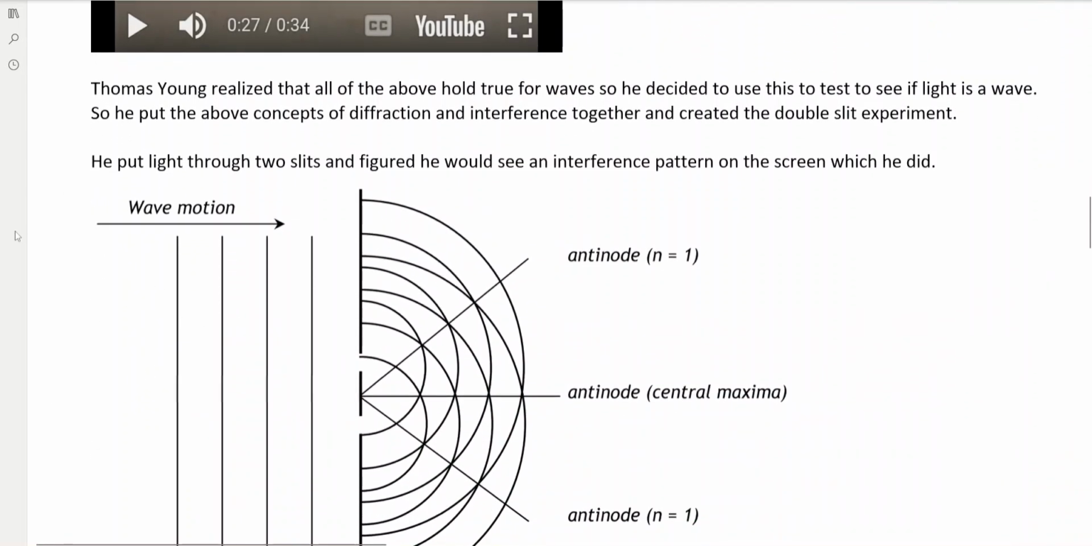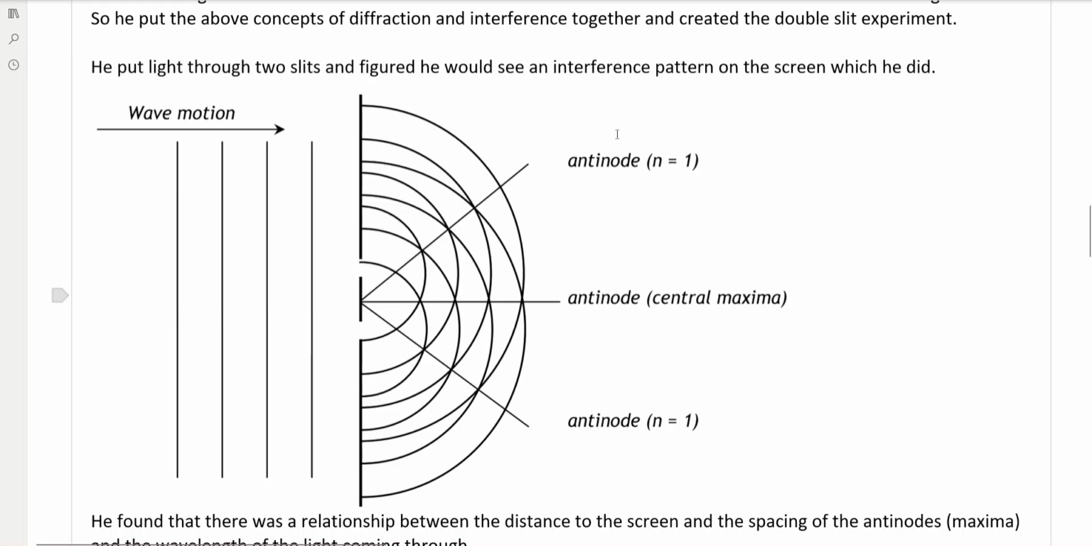Now, Thomas Young realized that all of those things hold true for waves in general. So, for example, water waves, and sound waves, and if that holds true for those, then it must hold true for light, if light is a wave. So he decided to try these things together, diffraction and interference, and he created the double slit experiment. The double slit experiment is where he puts any wave, but really it's light, through two slits.